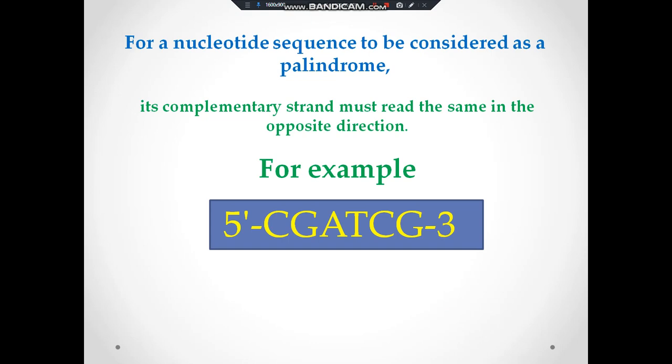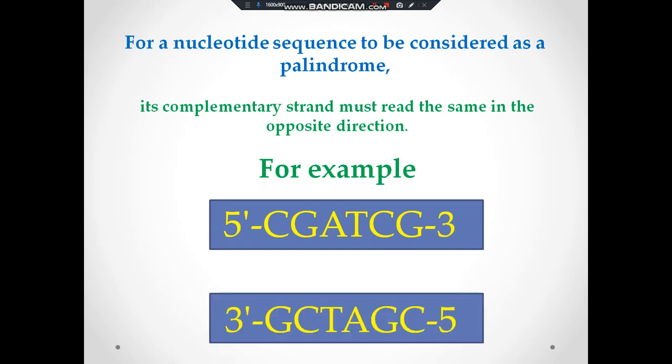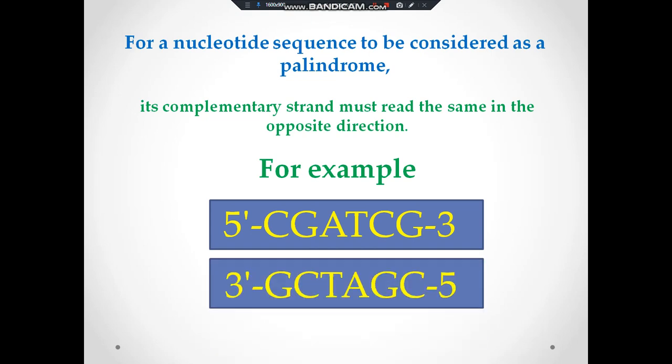For example, here we have one strand of the DNA, 5 prime to 3 prime, which has the sequence CGATCG. Now look at the opposite or complementary strand. You can see the same sequence but in the opposite direction. If you read it from 3 prime to 5 prime, you will see GCTAGC. So these sequences are palindromic repeats of each other.